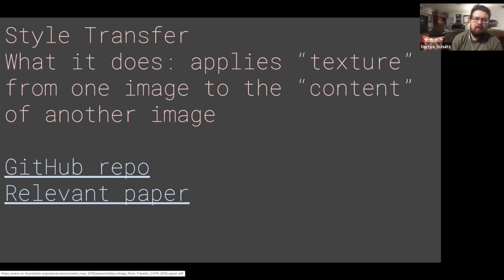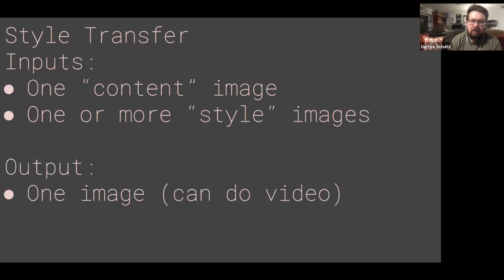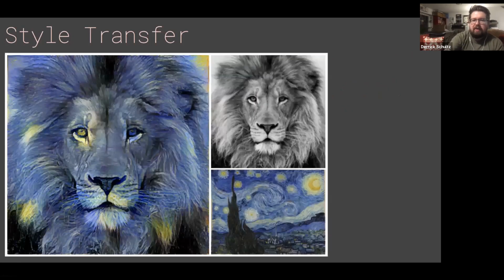So the inputs for a style transfer are one content image and one or more style images. And what that outputs is one image. So in the case of something like this, you'll see that we have a lion image that's black and white. We have Starry Night, which is a well-known style image. And when you combine those two, you get this lion image that has the texture of Starry Night.